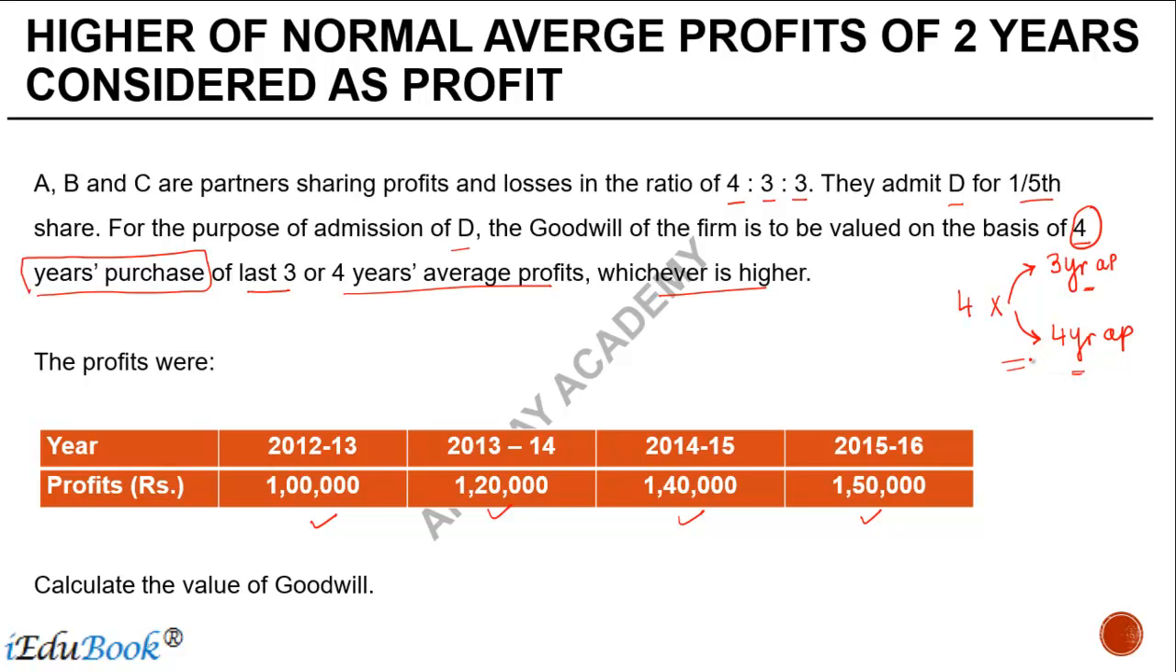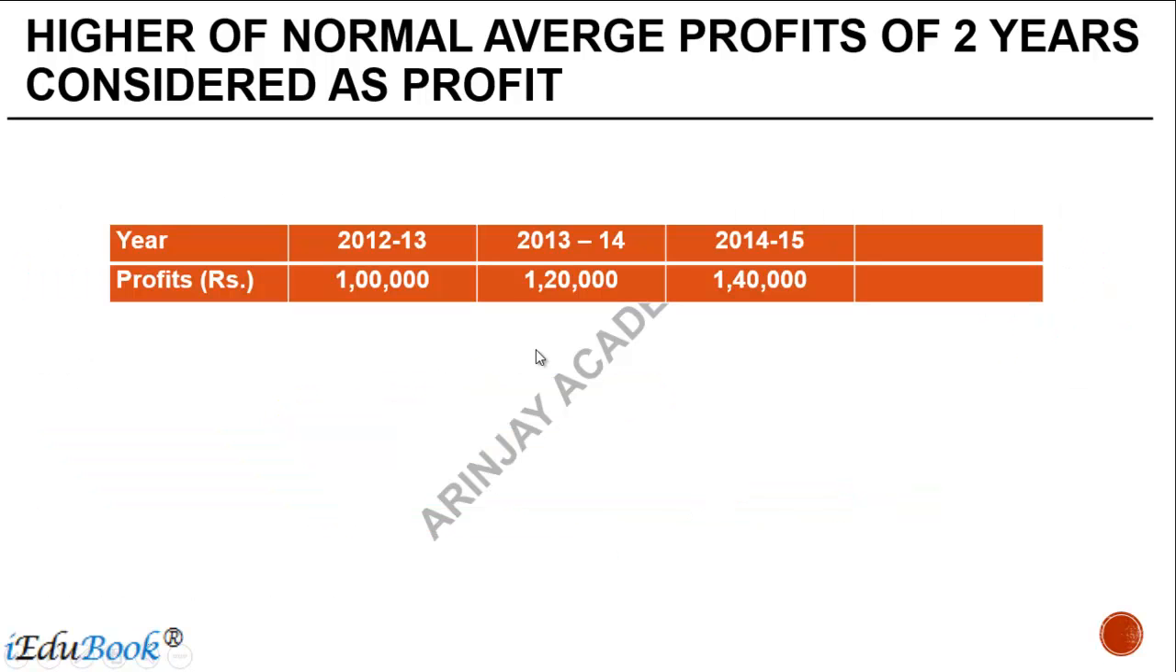In terms of the absolute number, because all are profitable, there is no doubt that the sum total of all 4 years is a higher number. But what I need to consider is the 4 years average profit, not the total profit, or the 3 years average profit. Now averages could be different. So let's first calculate that.